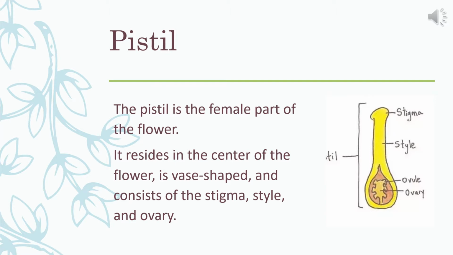The pistil is the female part of the flower. It's sort of vase-shaped. It's in the very center of the flower, and it is made up of the stigma, the style, and the ovaries. Inside the ovary are individual ovules. Each ovule, if fertilized, has the potential to create a seed.